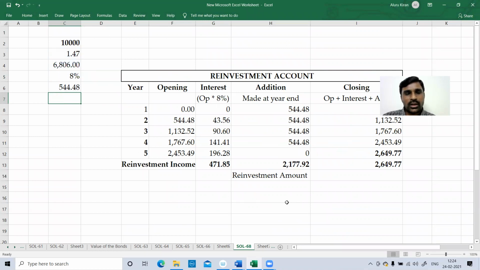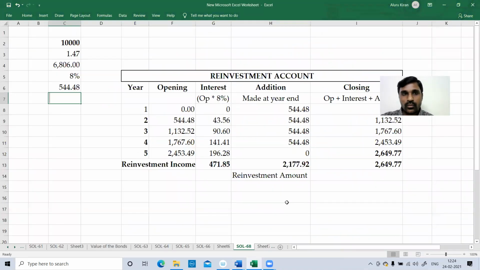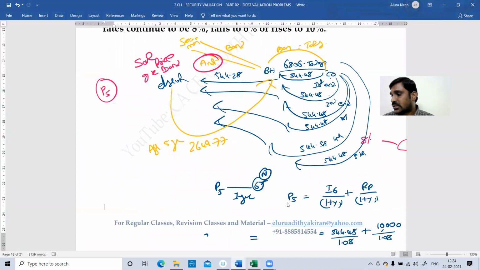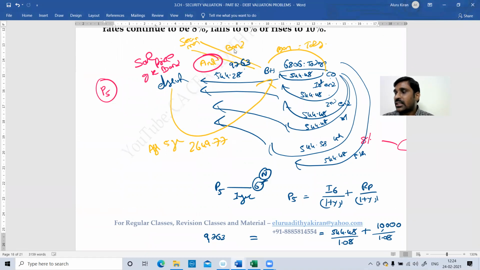We are receiving 10,000 per bond, a 10,000 bond, not 1,000. So 10,000 plus 544.88, that is 10,544, divided by 1.08. The total amount will be 9,763. This is the amount we got. After 5 years, the bondholder is selling the bond in the market and receiving 9,763.